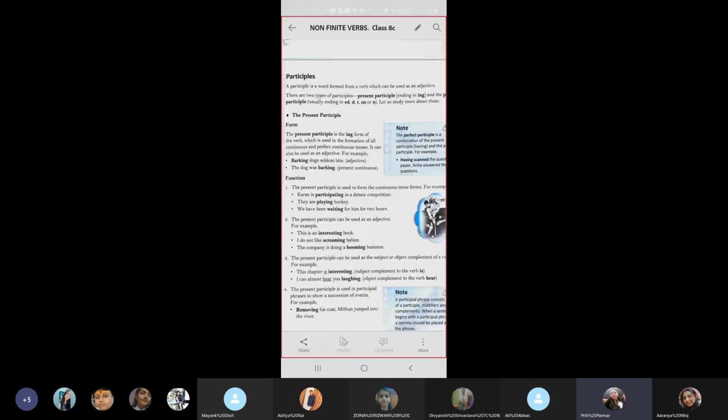Now, the present participle can be used as an adjective also. This is an interesting book. What kind of a book? Interesting. So, though it is a present participle, it is used as an adjective in a sentence.